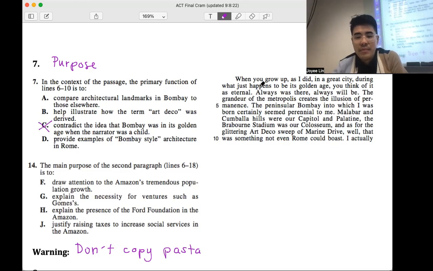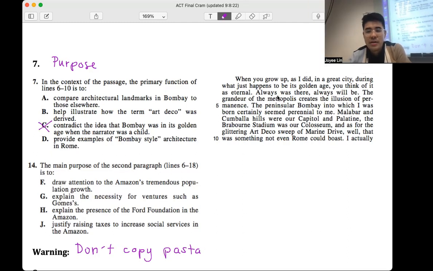And then when you grow up as I did in the great city during what just happens to be its golden age, you think of it as eternal. Always was there, always will be. The grandeur of the metropolis creates the illusion of permanence. The peninsular Bombay into which I was born certainly seemed perennial to me. Malabar and Kumbala Hills were our capital and Palatine. The Braeburn Stadium was our Coliseum. And for the glittering Art Deco suite of Marine Drive, well, that was something not even Rome could boast.